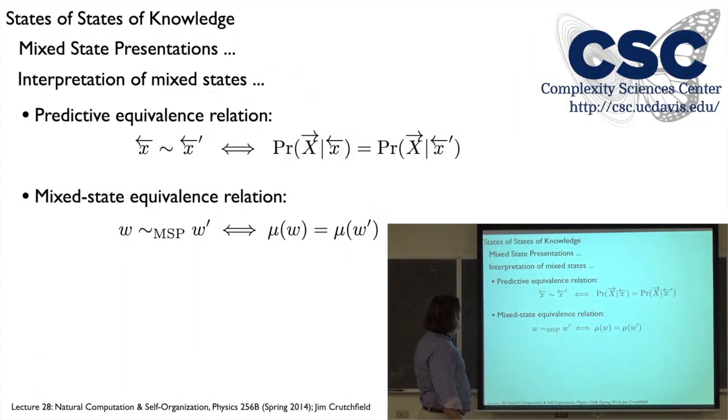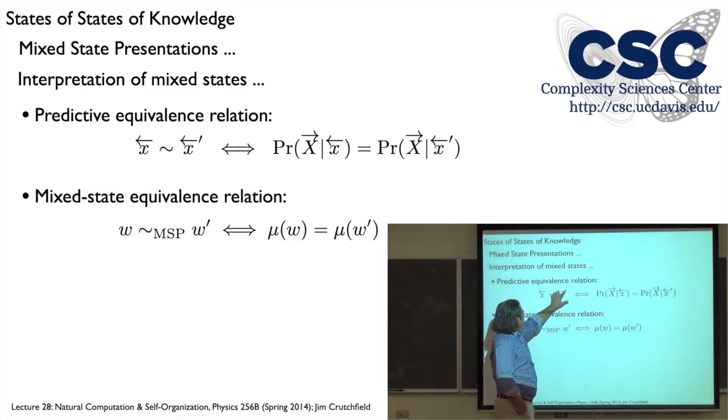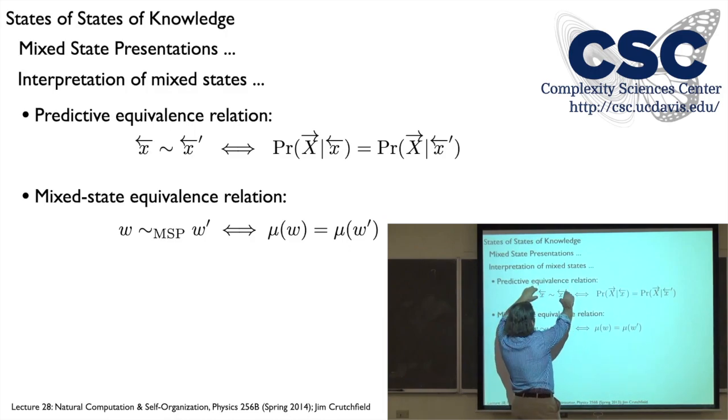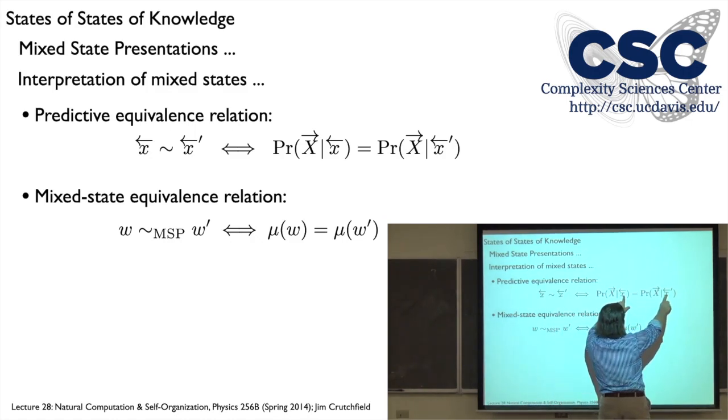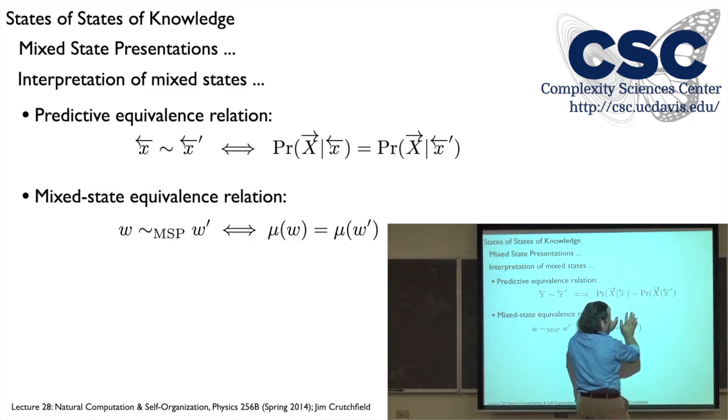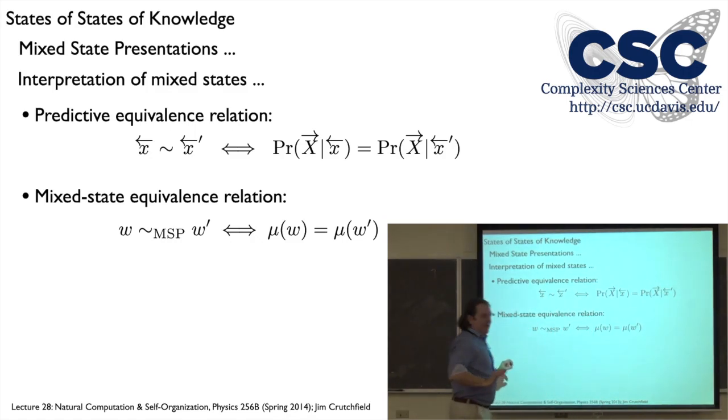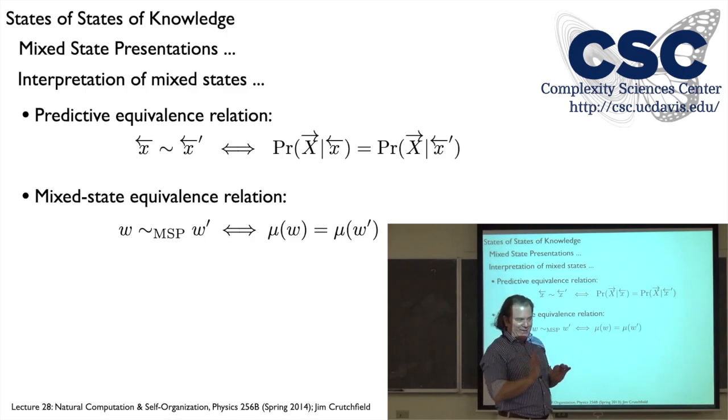Now, just to draw a little bit of the parallel, remember the original introduction of the predictive equivalence relation for epsilon machines. We had this equivalence relation where we grouped two paths together when, conditioned on those particular paths, the distribution over the futures was the same. Now what we're doing is using the mixed states as a proxy for the past. The states, why do we use states?